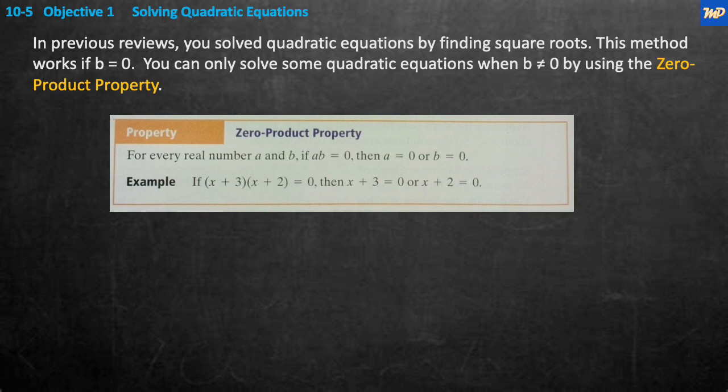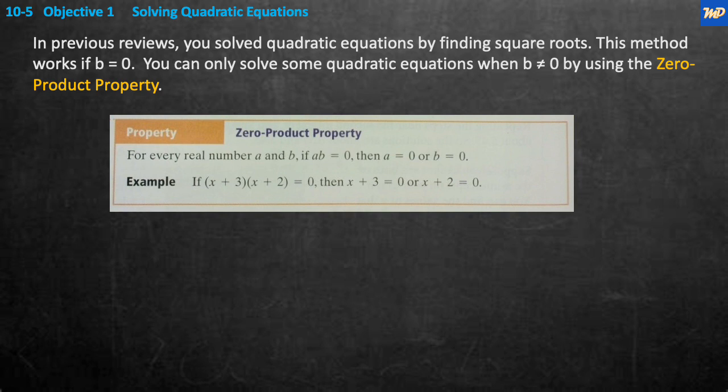Objective 1, Solving Quadratic Equations. In previous reviews, you solved quadratic equations by finding square roots. This method works if b equals 0. You can only solve some quadratic equations when b is not equal to 0 using the zero product property.